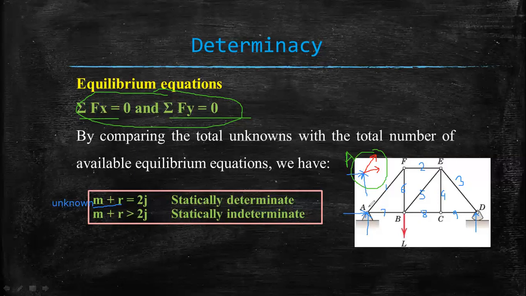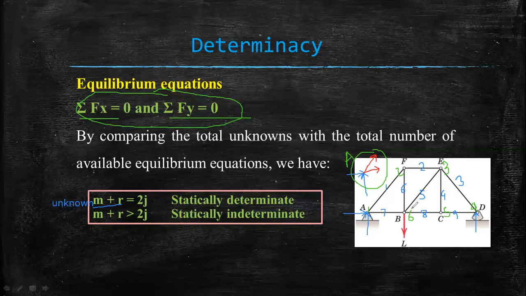If we denote the number of joints as j, how many joints are there? 1, 2, 3, 4, 5, 6. So there are 6 joints. How many equilibrium equations will we get? We will get 6 into 2, that is 12 equilibrium equations.